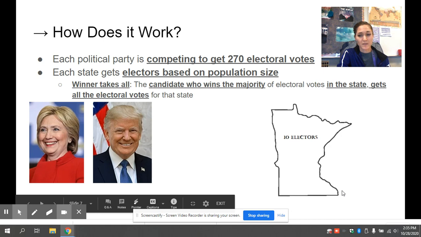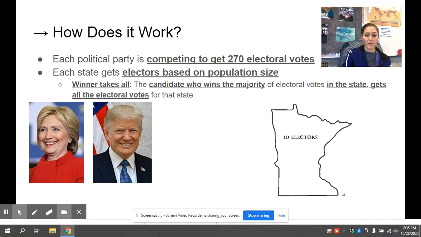So remember, in the House of Representatives, the number of representatives that you get is based off the population of that state. Because the Electoral College is based off of the House of Representative members and the Senate, the number of electors each state has is based on their population size. So Minnesota, we have 8 members of the Electoral College and we have 2 senators, so we have a total of 10 electors.